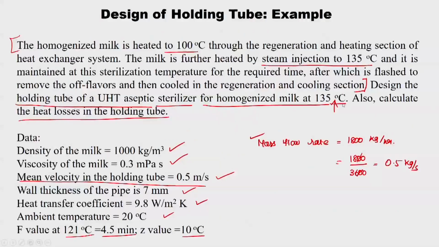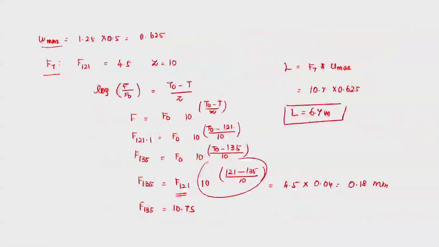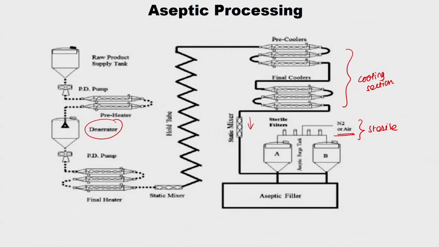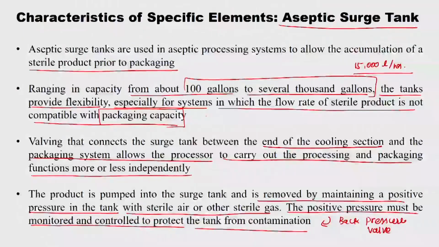Okay. So, then is anything else asked? Yes. Also calculate the heat losses in the holding tube. Heat losses in the sense, I have a holding tube here in the aseptic processing. This is exposed to the aseptic environment, that means air. So, there would be convection losses. Due to the losses, how much temperature reduction is there in the holding tube, that we are supposed to find out. And certain assumptions we need to make here.